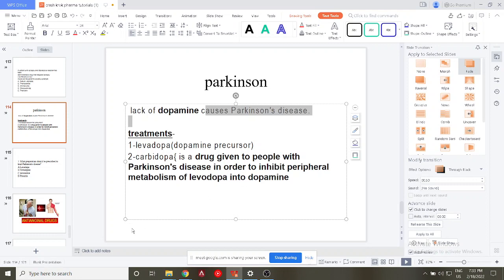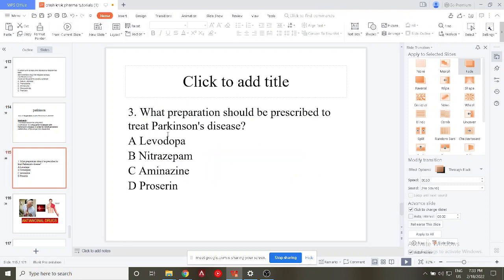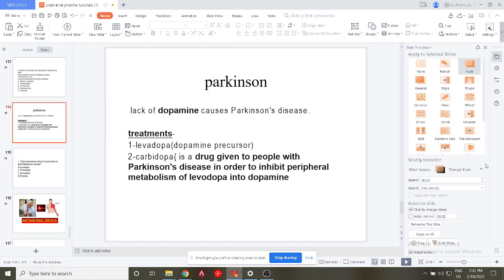Okay. So question. Anyone please read an answer. What preparation should be prescribed to treat Parkinson's disease? Yes, levodopa. Okay. Please memorize this, take notes, write it out. It's very important.